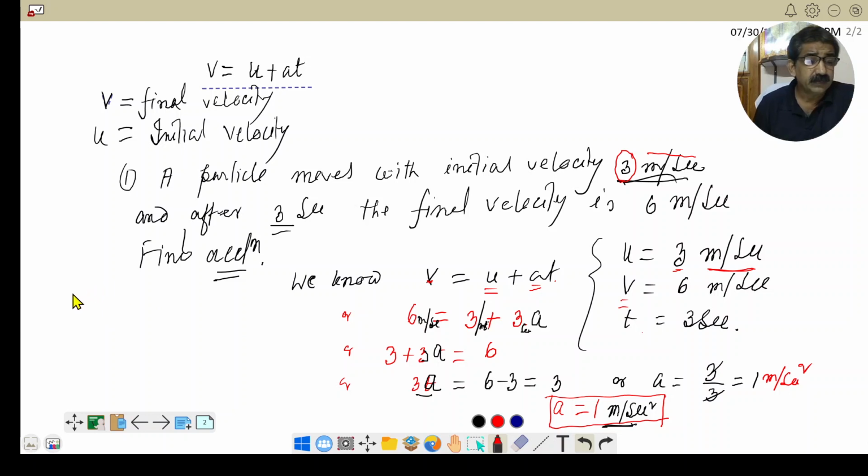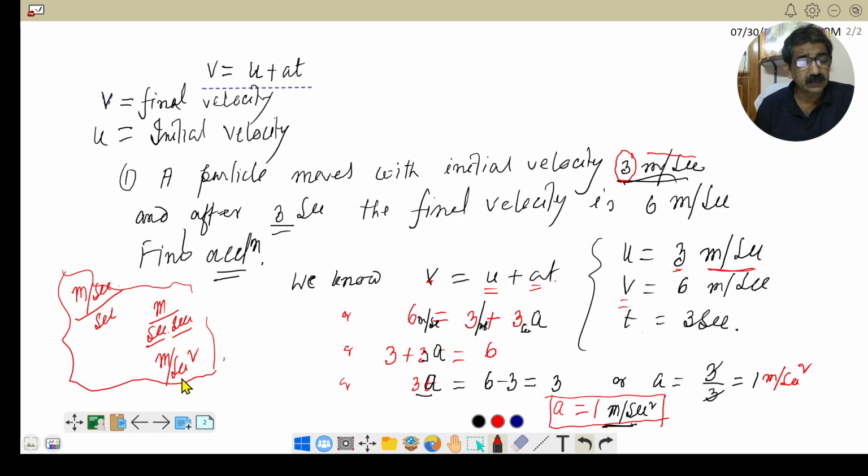Actually, meter per second means meter by second. 1 second is there and then another second is there. So second into second, second square, that is equal to meter per second square. So this is the explanation for the unit of acceleration. So this is a very simple problem.